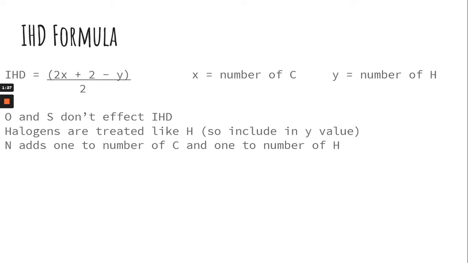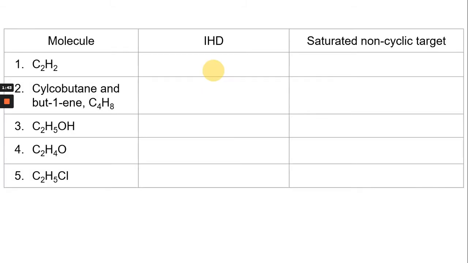Halogens are treated like a hydrogen, so you could say that the Y is the number of hydrogens and halides. If there's a nitrogen, then you're going to end up adding a value to both the X and the Y. So let's look at some examples.